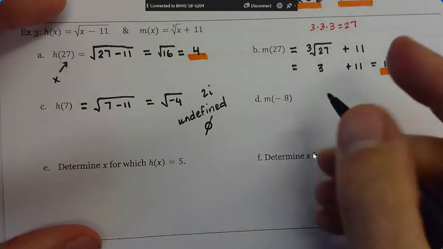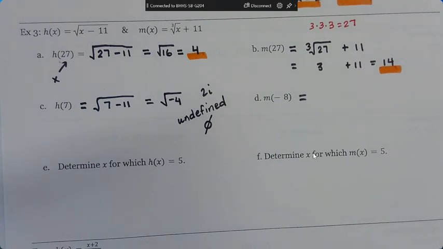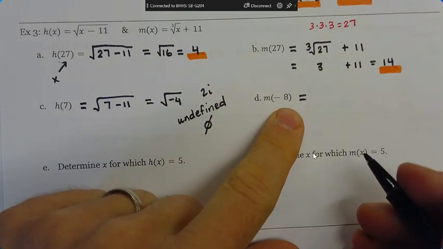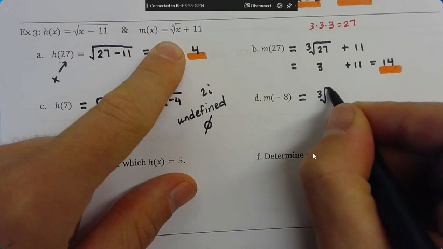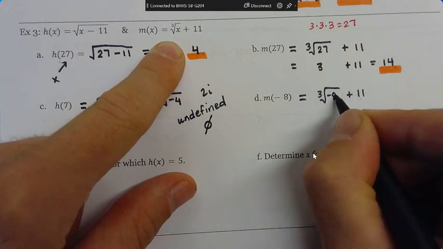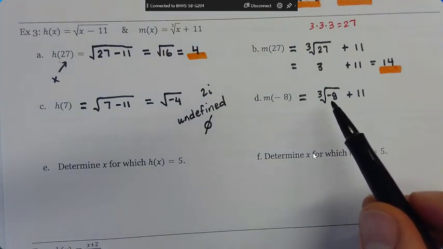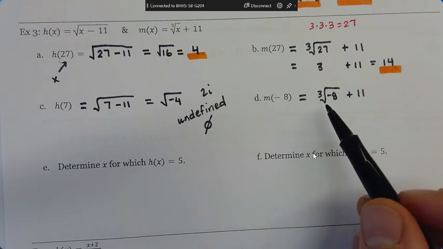Okay, let's move on over here. Next one, D. And Jenna, I'm coming your way. What is this asking us to do? For m of x. Okay, so that would be the cube root of negative 8 plus 11. Okay, now before you go and write undefined, is there a number that if you multiply it by itself 3 times, you'll get negative 8?